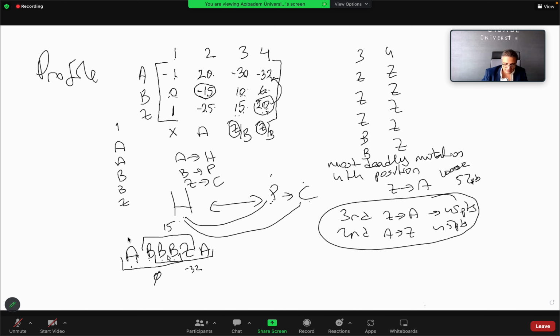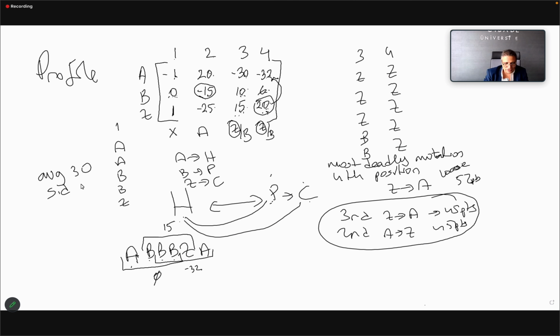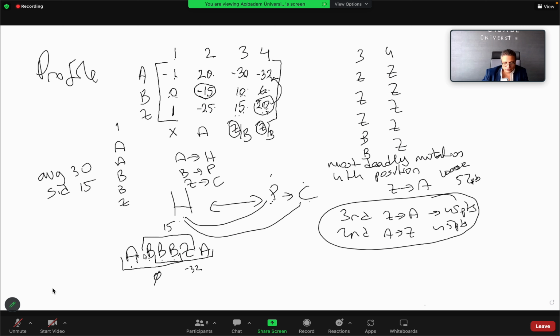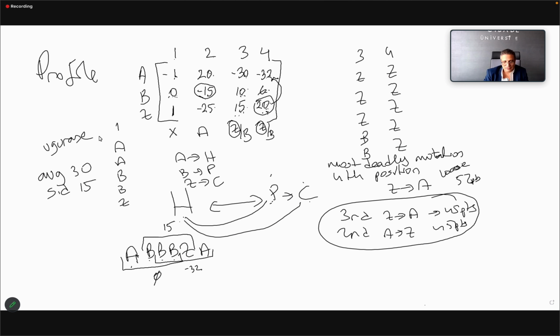So this person would carry this activity, but with a score of 15. So it's not very high. At what confidence level are you that you will carry out this activity? So I can tell you that the average of this profile matrix is 30 and standard deviation is 15. So this person, let's say this is the ugrase enzyme. What's my confidence that this person will carry out ugrase enzyme efficiently?